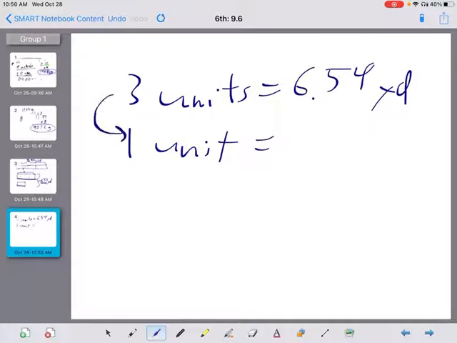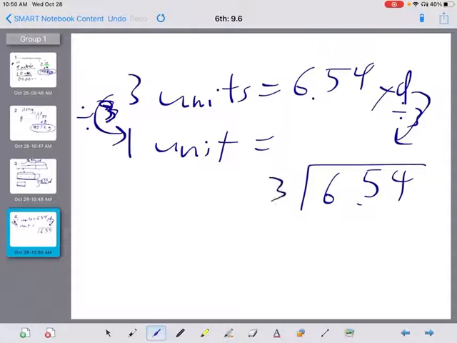So to do that, we have to do what? How do you get from 3 to 1? You divide by 3. But whatever you do to one side, you have to do to the other side. So if you divide this side by 3, you got to divide this side by 3 as well. So 6 and 5400ths divided by 3. I put my decimal up there.